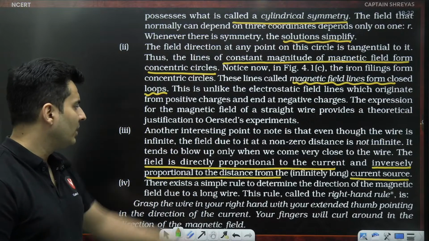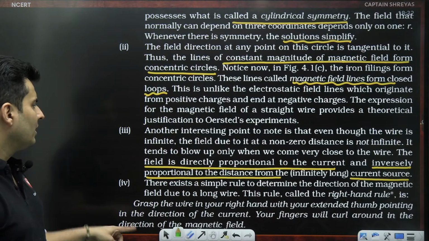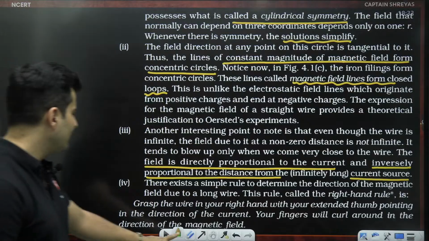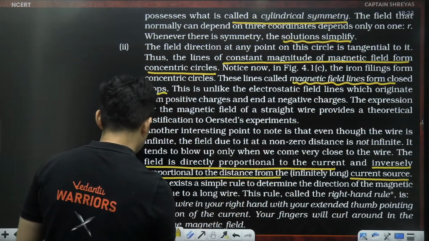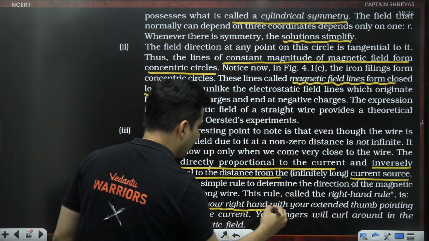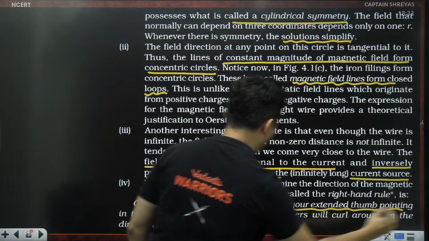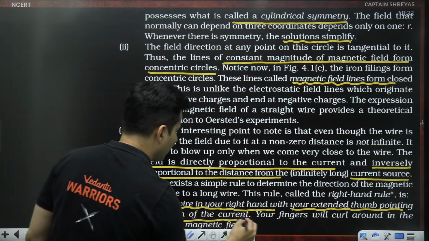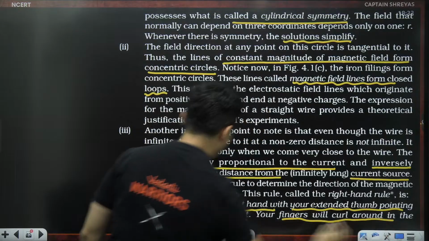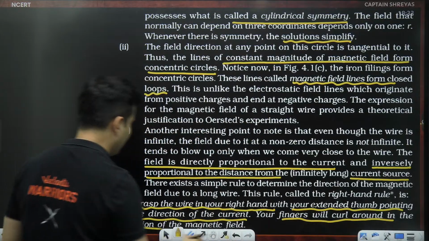There exists a simple rule to determine the direction of the field. This rule is called the right hand rule. Very simple again, right hand rule. They say that grasp the wire in the right hand with your extended thumb pointing in the direction of the current. Your fingers will curl around the direction of the magnetic field.